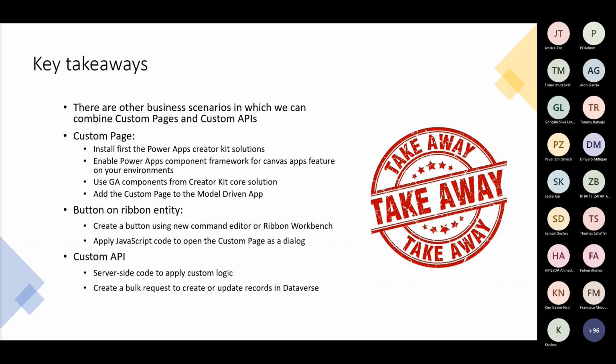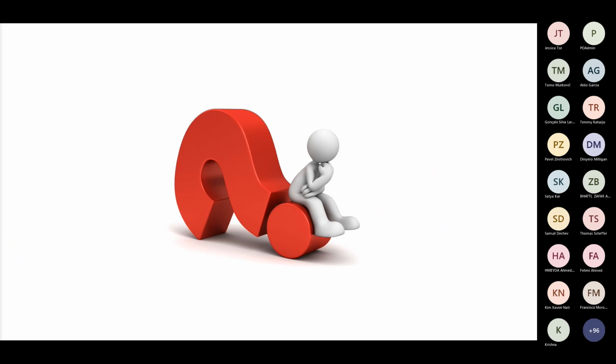And as a second point, we need to create a button and use a bit of JavaScript to call the custom page as a dialog. In this step, you can use either the new command editor or the Ribbon Workbench. And third, you need to create the custom API. And in here, you can apply all the imagination that you want with C# development. I decided to apply a pull request to have minimum performance impact. So that's it from my side so far.